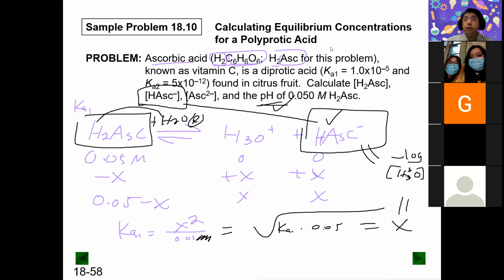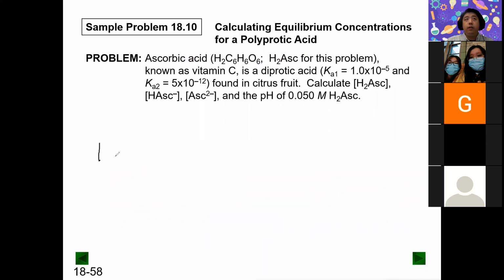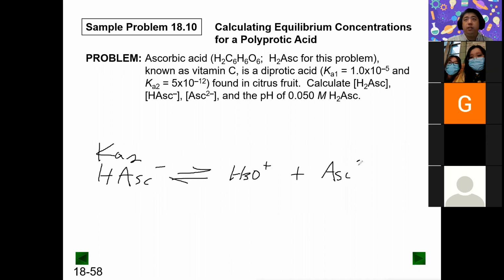So I'm going to go ahead and clear the screen real quick to do the next one, Ka2. Remember, at this point, you have already lost one hydrogen. So this is HASC minus, that's what you're starting with. This is going to go ahead and lose the other hydrogen. So it becomes H3O plus, and then it becomes ASC2 minus. So this has a concentration, whatever that value is of X from before. I haven't changed that value. These both start at 0. Actually, this technically doesn't start at 0. This one starts at the value of X.